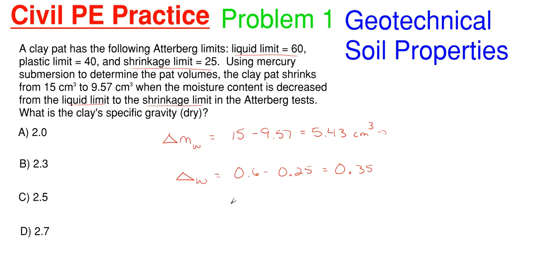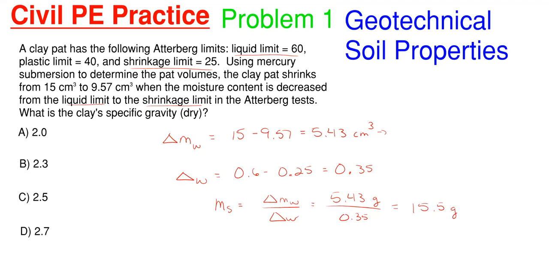So our solid mass, MS, is going to be our delta MW divided by our delta W. We would have 5.43 grams, due to that conversion I stated earlier, divided by 0.35, and that gives us 15.5 grams in total of our solid mass.